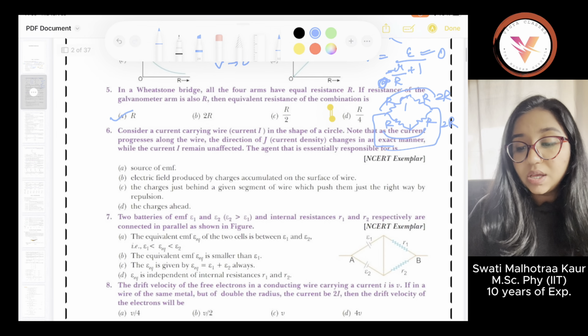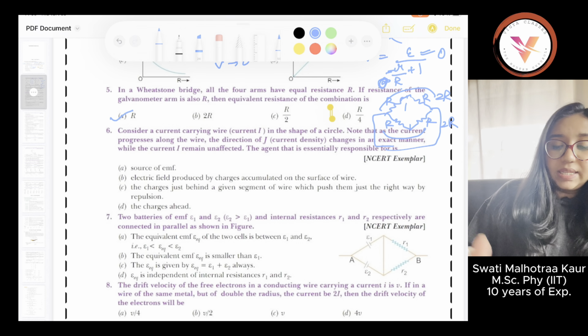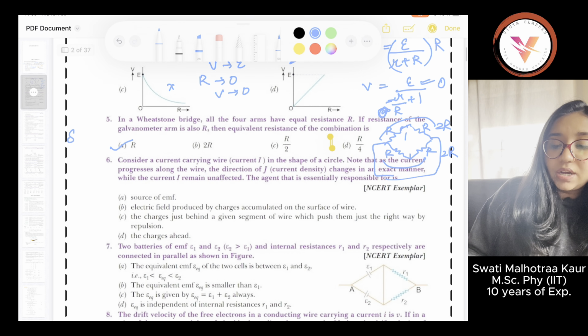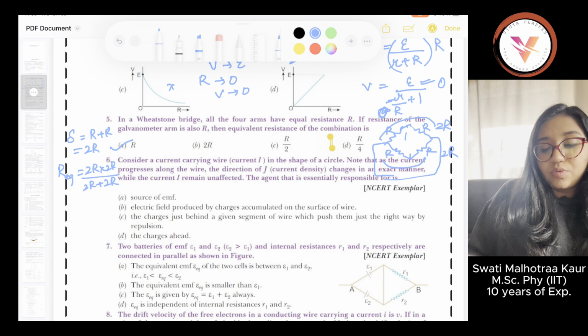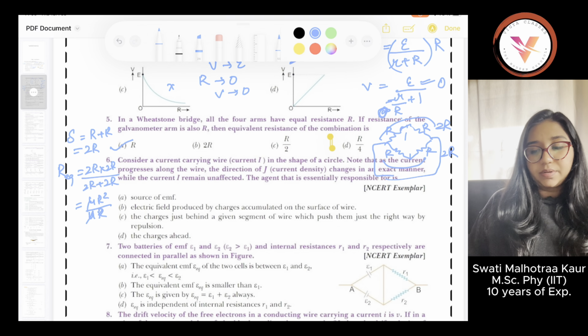Simple maths. Series will give R plus R, that is 2R, and for the parallel, R equivalent is given by the formula 2R into 2R over 2R plus 2R. So 2 twos are 4, 4R square by 4R, this is simply R.